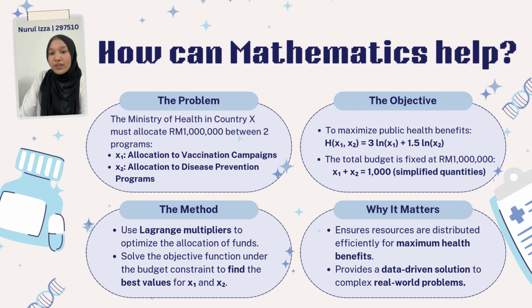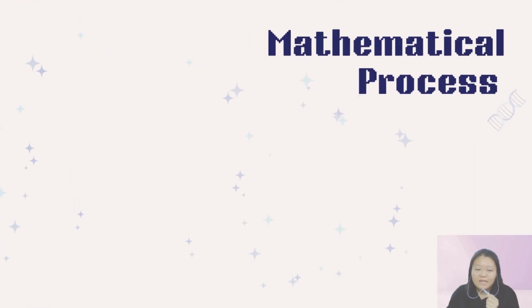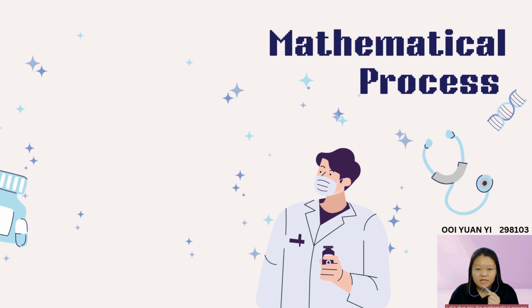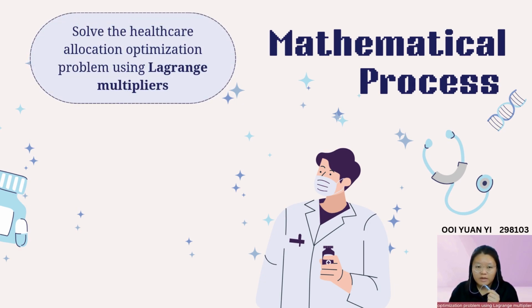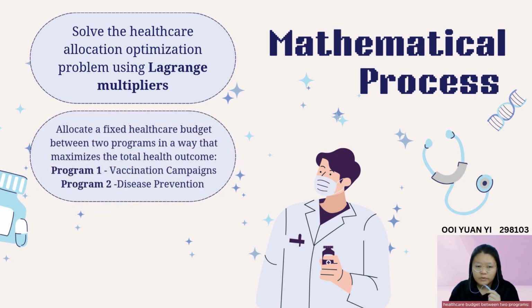Next, my teammate Yuan Yi will take you through the step-by-step mathematical process to solve this problem. Let's dive into the mathematical process to solve the healthcare allocation optimization problem using Lagrange multipliers. The goal is to allocate a fixed healthcare budget between two programs: Program 1, vaccination campaign, and Program 2, disease prevention, in a way that maximizes the total health outcome.